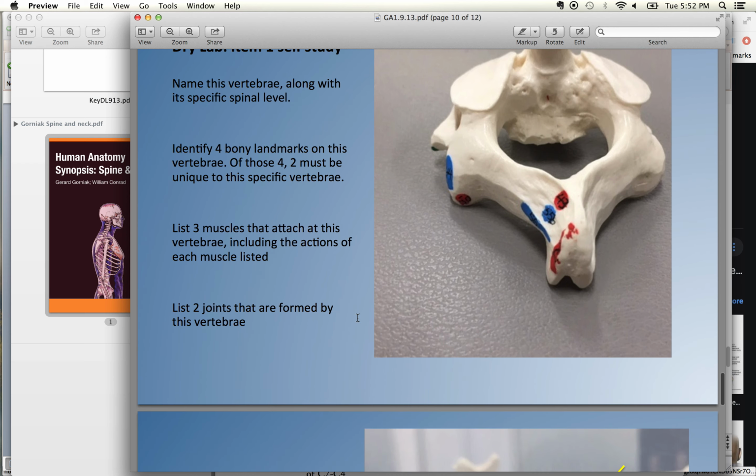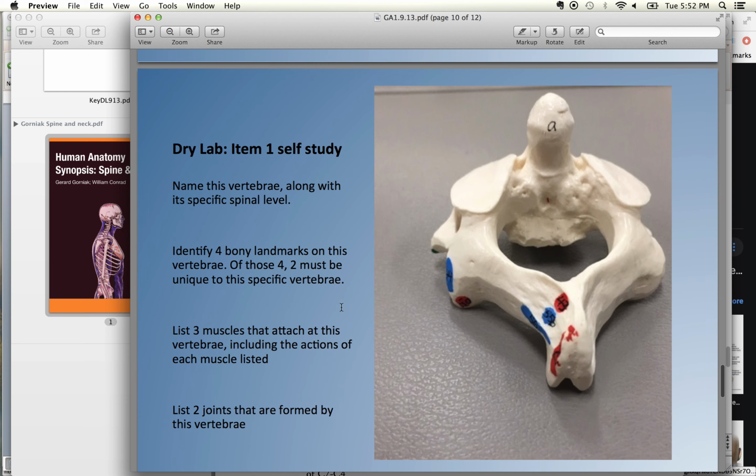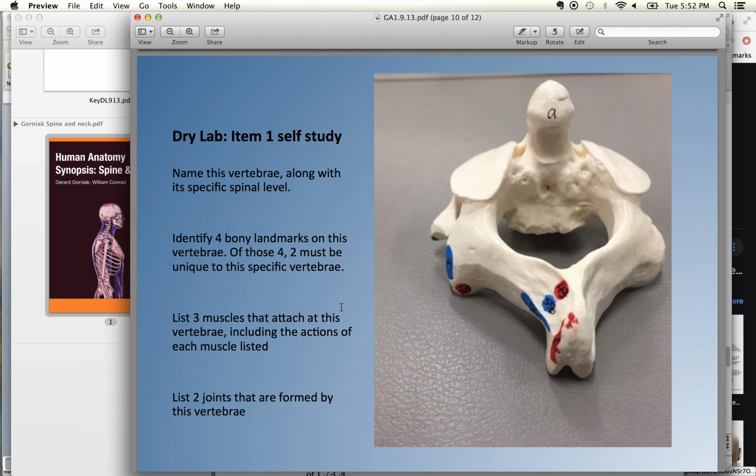List 2 joints that are formed by this vertebrae. There are a few, okay, and I'm going to list the ones that I would accept as correct. I think the most obvious one is going to be the atlantoaxial joint, and that is where C1 comes together with C2. You could see the facets here where that C1 atlas is going to rest and hug around that dens. Okay, so that's your atlantoaxial joint.